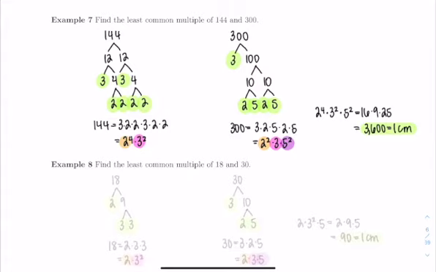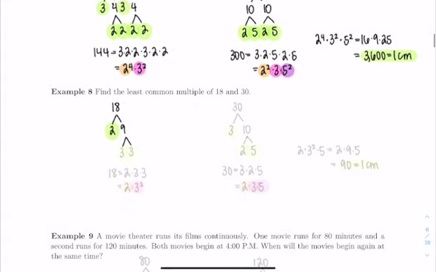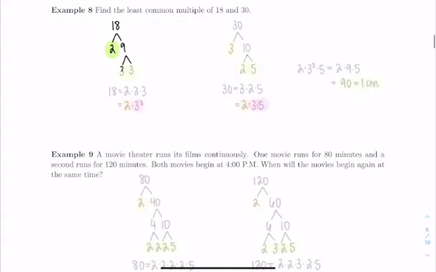So let's go ahead and try this for 18 and 30 as well. 18 is 2 and 9. And 9 is 3 and 3. So 18 is 2 times 3 times 3, or 2 times 3 squared.